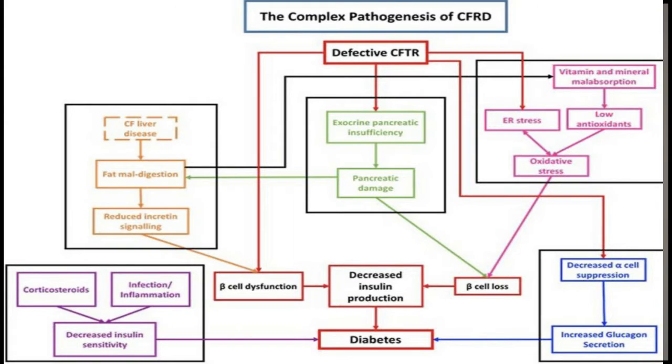So as you can see by the slide I have up here on the screen, it's pretty complex, cystic fibrosis related diabetes, but it all begins with that defective CFTR protein that we talked about, and then can lead to all sorts of problems. But ultimately, if you look down, it drills down to two things, beta cell loss or beta cell dysfunction, which then leads to decreased insulin production and then ultimately diabetes. Okay, so that's cystic fibrosis related diabetes.